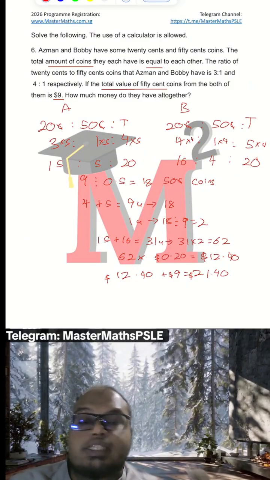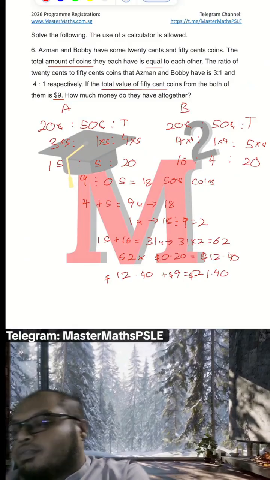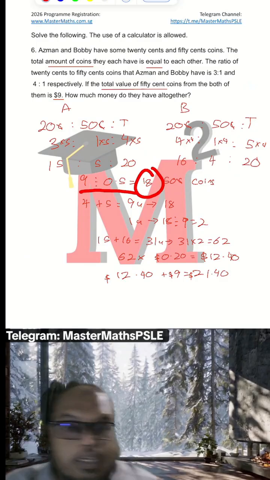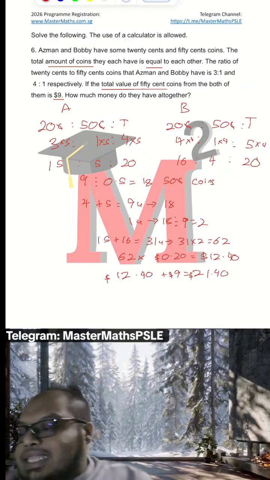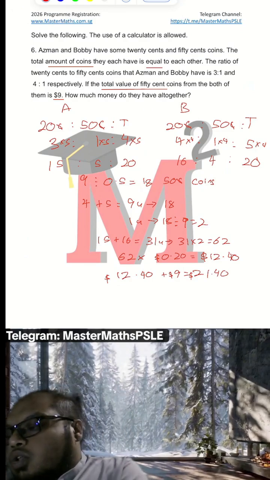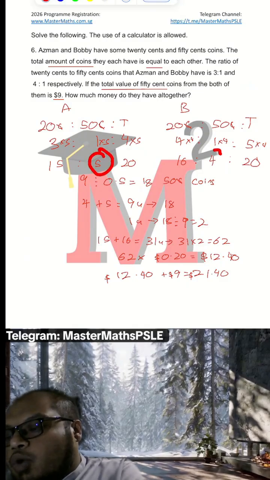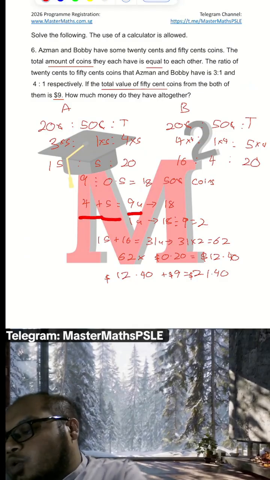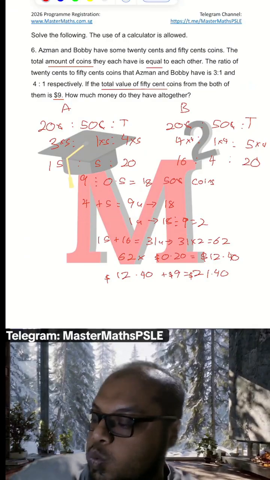50 cent coins is $9. So with that, I can calculate the amount of 50 cent coins by taking 9 divided by 0.5. I got 18. Okay? So 18 is the total 50 cent coins. So from here, we can see that 50 cent coins is 5 units and 4 units. That means 4 plus 5, 9 units is 18. 1 unit is 18 divided by 9, is 2.